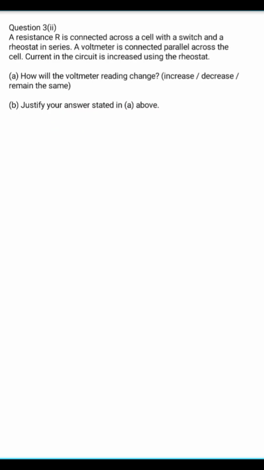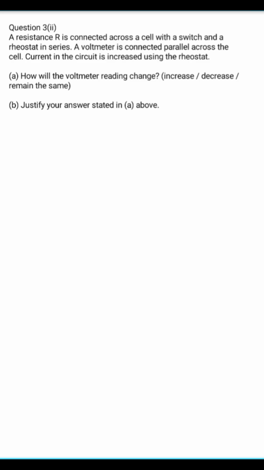A resistance R is connected across the cell with a switch and a rheostat in series. A voltmeter is connected parallel across the cell. Current in the circuit is increased using the rheostat. How will the voltmeter reading change? And you have to also justify the answer.